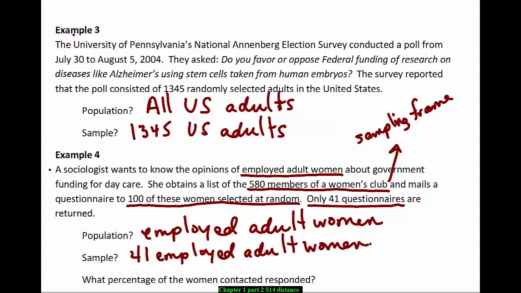Now what's a name for those 100 women that were selected at random? That was just who we wanted to be in our sample, but the sample is who we actually get data from. And so only 41 women returned their surveys, so our sample ended up being the 41 women who returned the surveys.